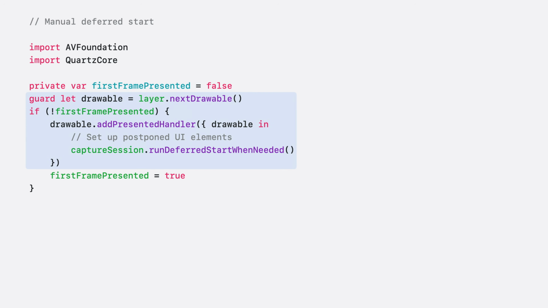Here, I'm using a CAMetalLayer. Once the first frame is presented, I'll set up any non-critical UI elements and tell AV Capture Session to run deferred start on the postponed outputs. After the first frame is presented, no special handling is needed.